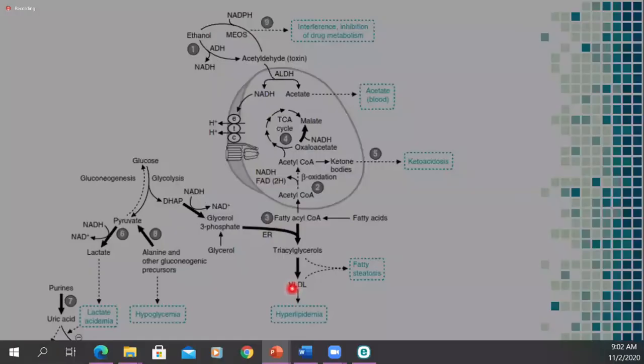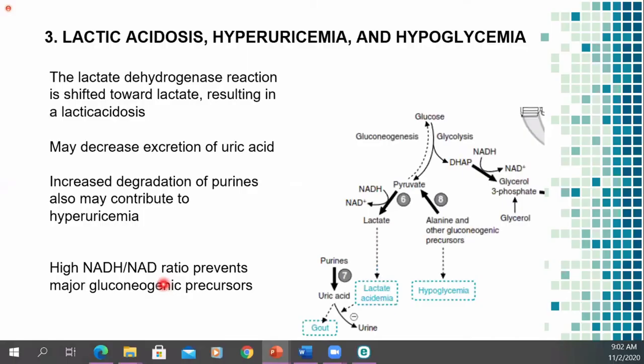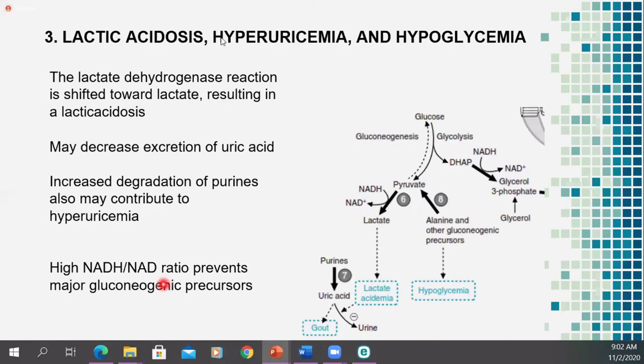Now the whole portrait will be like the following. So consumption of alcohol, and this is how we convert alcohol to acetate and production of NADH. It will affect, we'll have free radical production, but from the metabolic point of view, we'll have effect on all of the other metabolic pathways, starting from the ketoacidosis, fatty acid steatosis, hyperlipidemia, hypoglycemia, and lactic acidosis. For the previous slides I took each one separately. Okay, starting from here, and then eventually you will get this final portrait starting from the ethanol consumption.